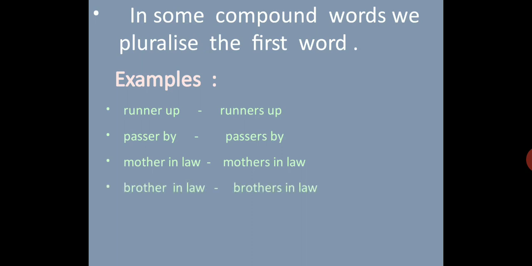Next, brother-in-law. Same way as mother-in-law, we pick out the first word. What is the first word? Brother. So we make brother in a plural form. What is the plural form of brother? Brothers. So brothers and in-law remain the same. So it will be brothers-in-law. This is the rule for how to make compound words in a plural form.